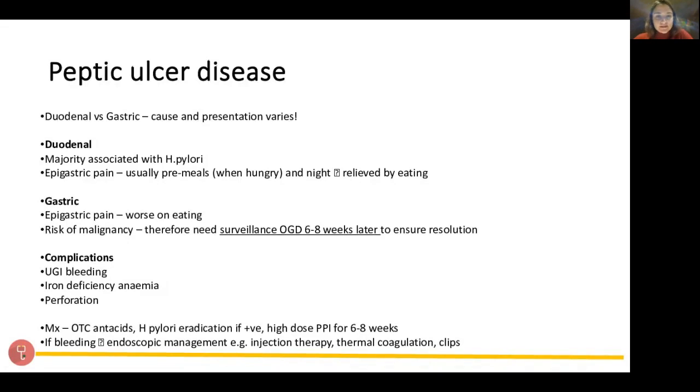If it does resolve, do we still do OGD? No, you wouldn't, because you've treated it clinically.